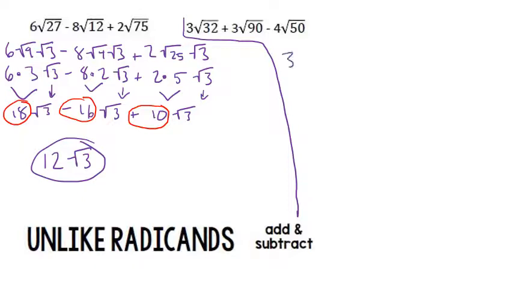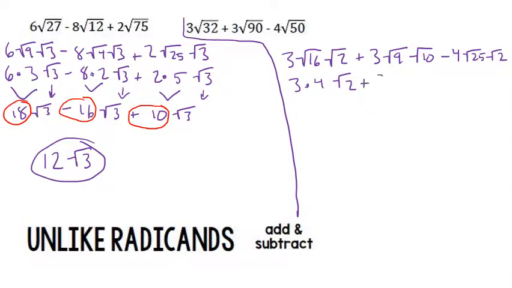32 has a perfect square factor of 16. 16 times 2. So I broke up 32 as 16 and 2, plus 90 has a perfect square factor of 9. So 9 and 10. And 50 has a perfect square factor of 25. Simplifying my perfect squares. 3 times, well, root 16 is 4. Square root of 9 is 3. Square root of 25 is 5.